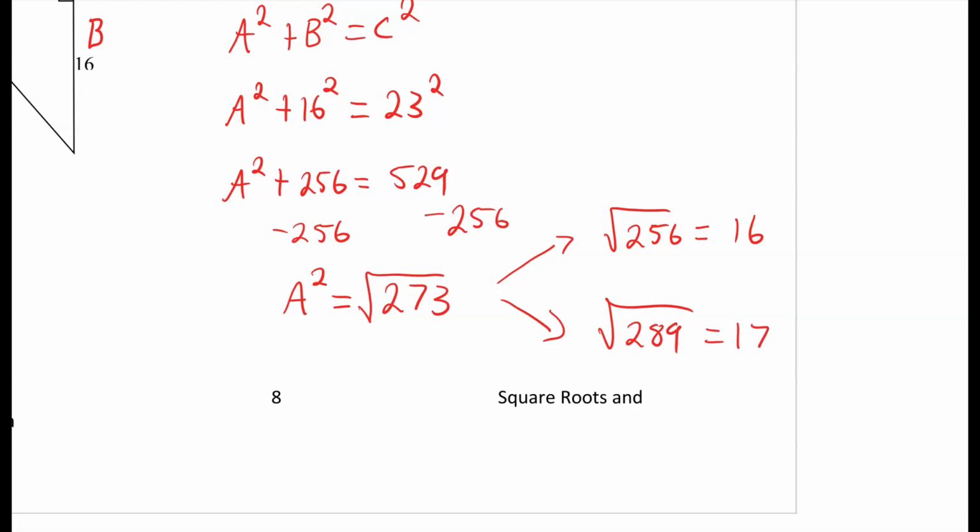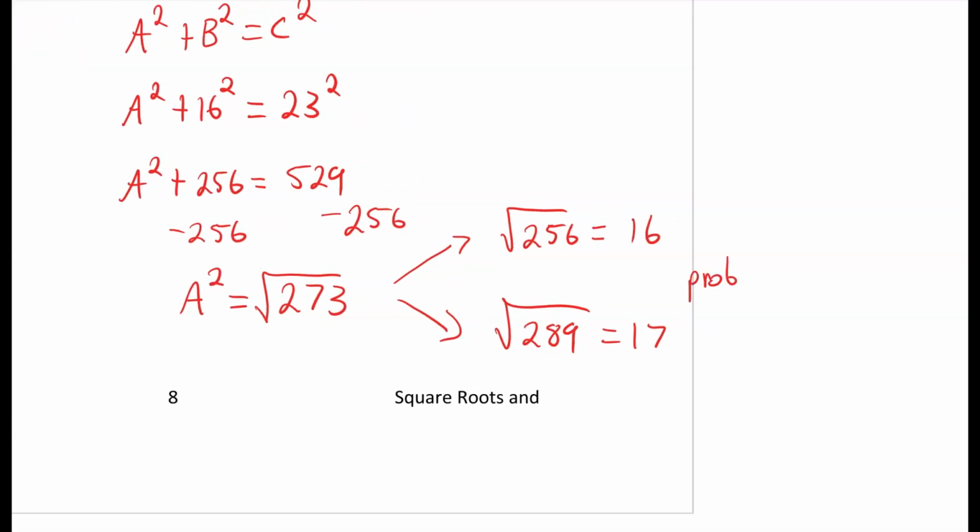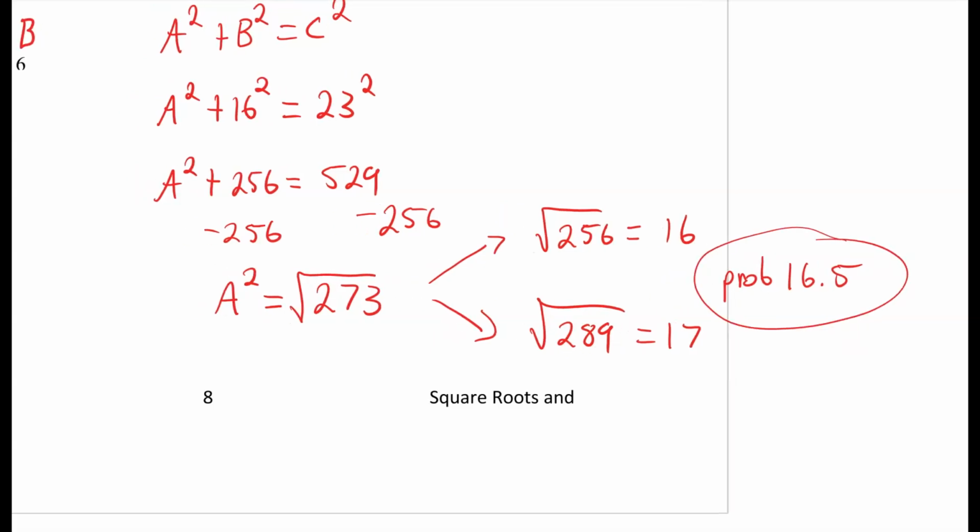If I think about where 273 falls in between 256 and 289, it's fairly close to the middle of this. So I could guess that it's probably around 16.5. It's close to the middle, so that would be a good assumption. If we did our root of 273 in the calculator, we're going to find that a is equal to 16.52, which is matching up perfectly with what our estimate is.